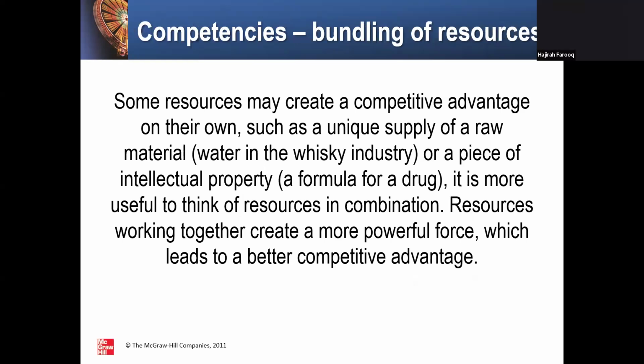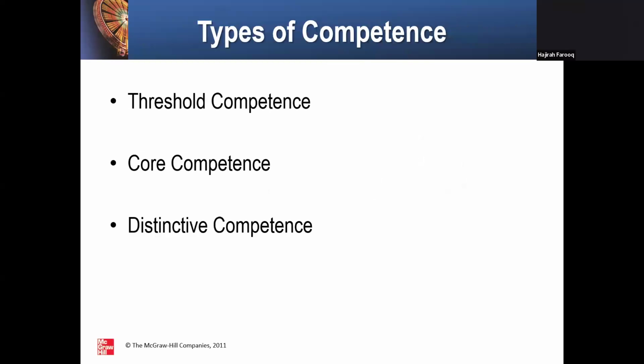Then we discussed competencies, that some resources may create a competitive advantage on their own, such as a unique supply of raw material like water in the whiskey industry, or a piece of intellectual property like a formula for a drug. It is more useful to think of resources in combination. Resources working together create a more powerful force, which leads to a better competitive advantage.